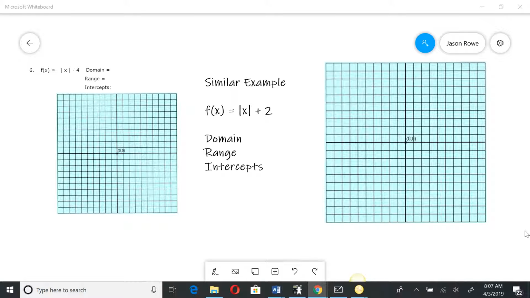This is Mr. Rowe. We're looking at lesson 15 in intermediate algebra part B, and we're going to look specifically at number 6. Here is the problem that you're asked to do. You have to graph the absolute value of x minus 4, and find the domain, range, and intercepts. So here is a similar example to this.